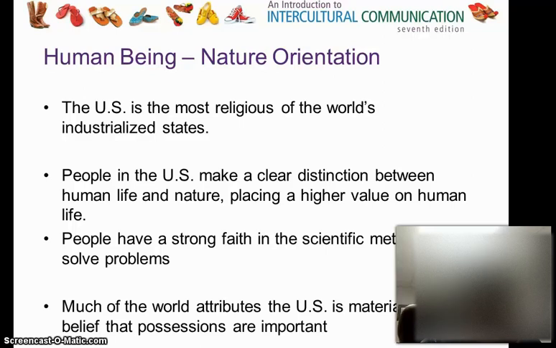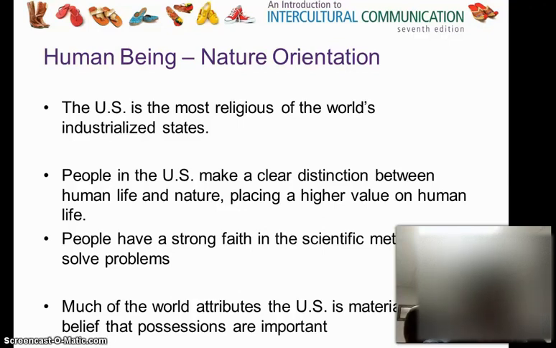Okay, human being and nature orientation. The U.S. is the most religious of the world's industrialized states. People in the U.S. make a clear distinction between human life and nature, placing a higher value on human life compared to nature. This is our orientation in our culture. Remember, we have 5, and we're looking at how it relates to the U.S.